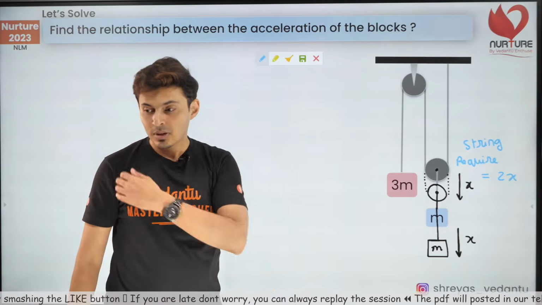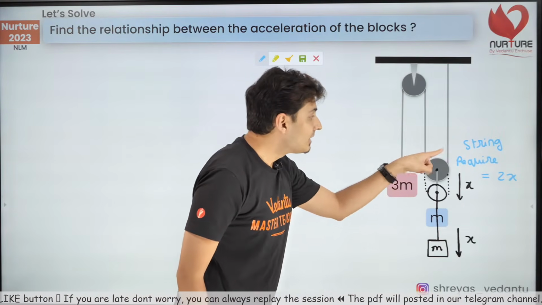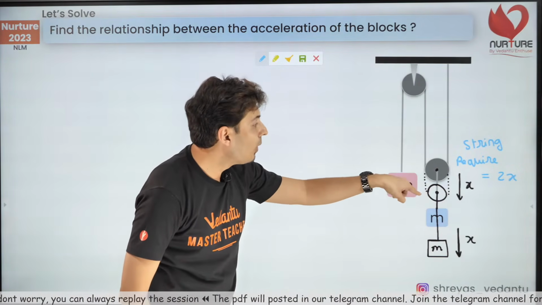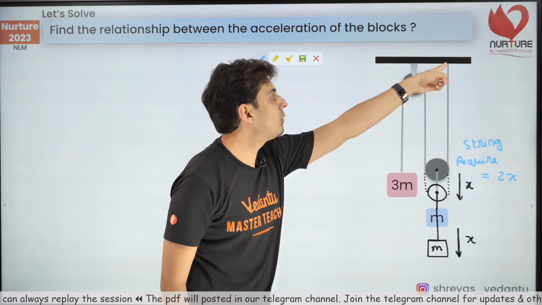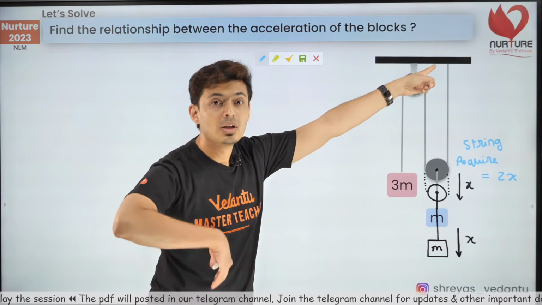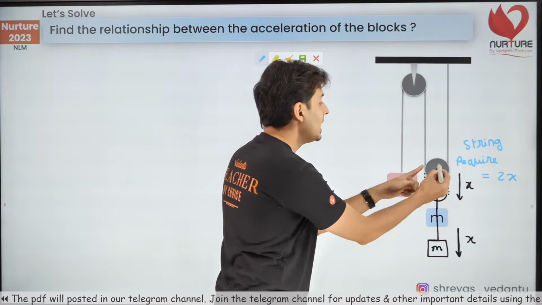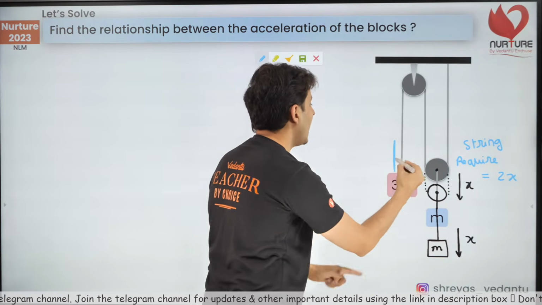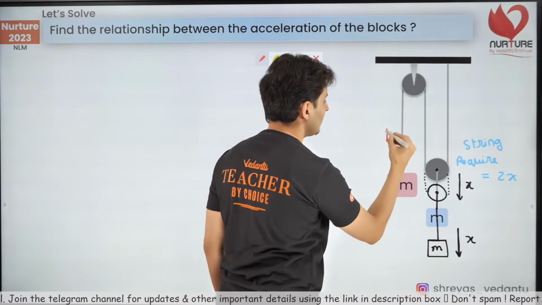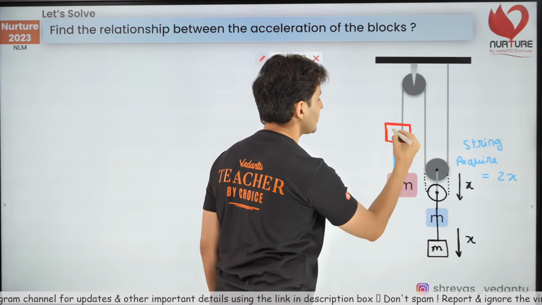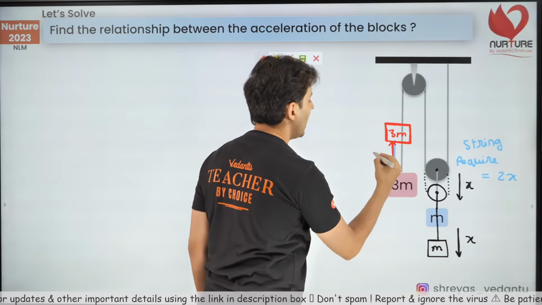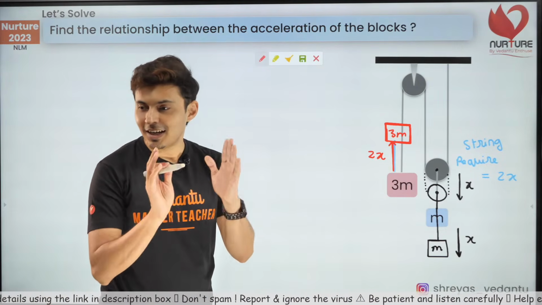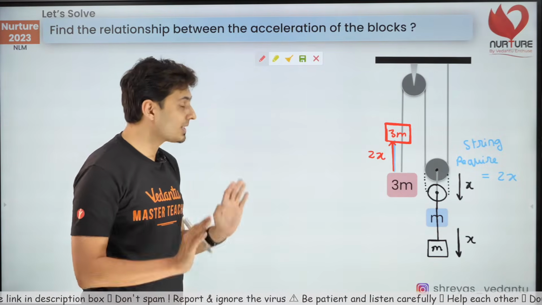Now here is the thing. If that is the amount of string you require, where will you get it from? This point is not going to move. So in order to meet that requirement, you need it from here. So this 3m will have to go up. This 3m has no other way but to move up by 2x. Understand?